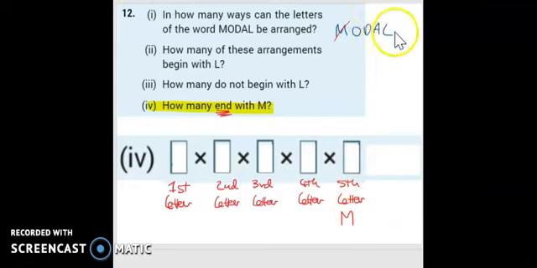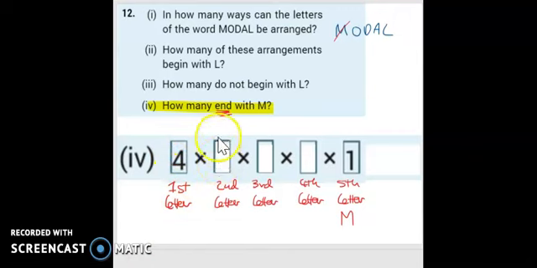So looking at the word modal, there's only one M. So we've only one choice for the 5th and final letter. So that definitely has to be an M. So there's only one M. So 1 has to go in the last box. Now, once we've used M, we know that the M is going at the very end. We have O, D, A, and L to choose from for the first letter. We've 4 letters left to choose from for the first letter.